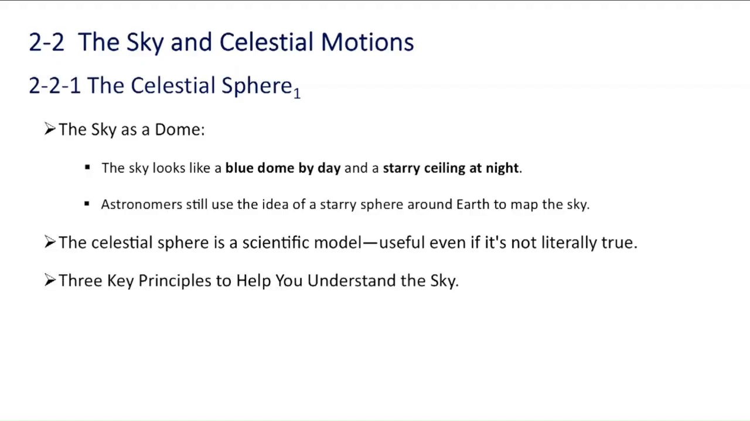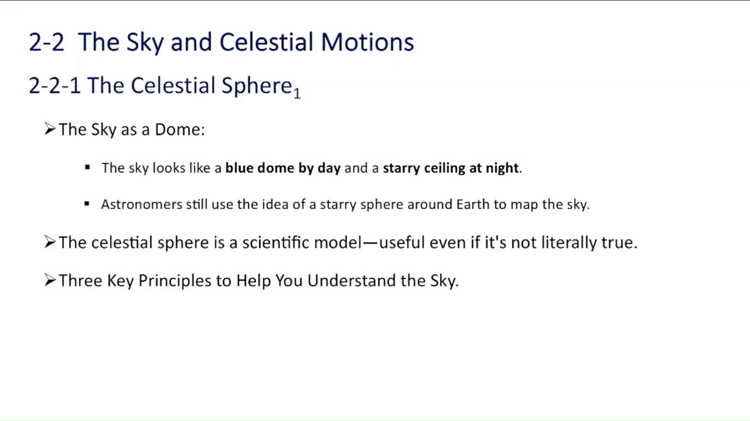So the celestial sphere is what we call a scientific model. It's not a real sphere around Earth, but it helps us understand and describe the sky. So in science, a model doesn't have to be exactly true. It just needs to be useful. Let's take a quick guided tour of the sky.